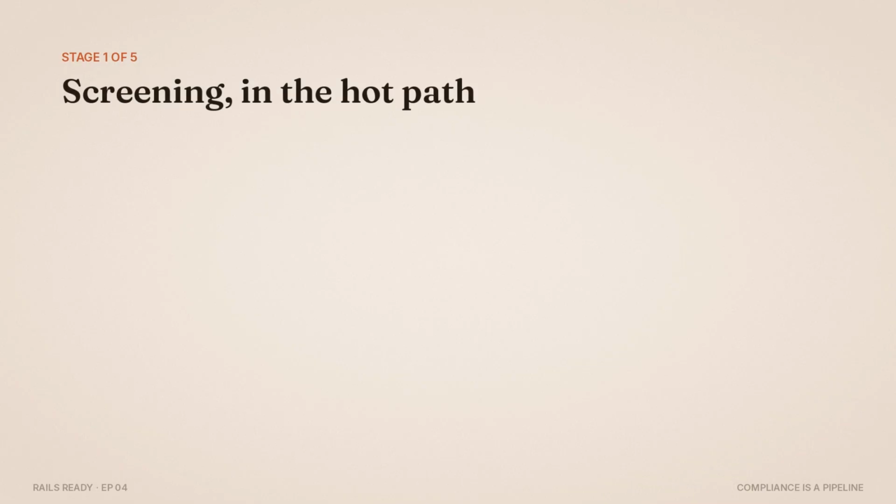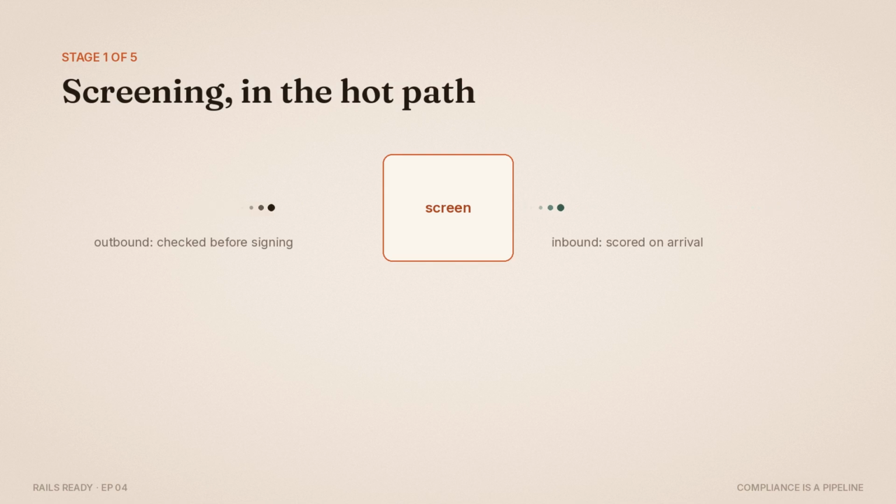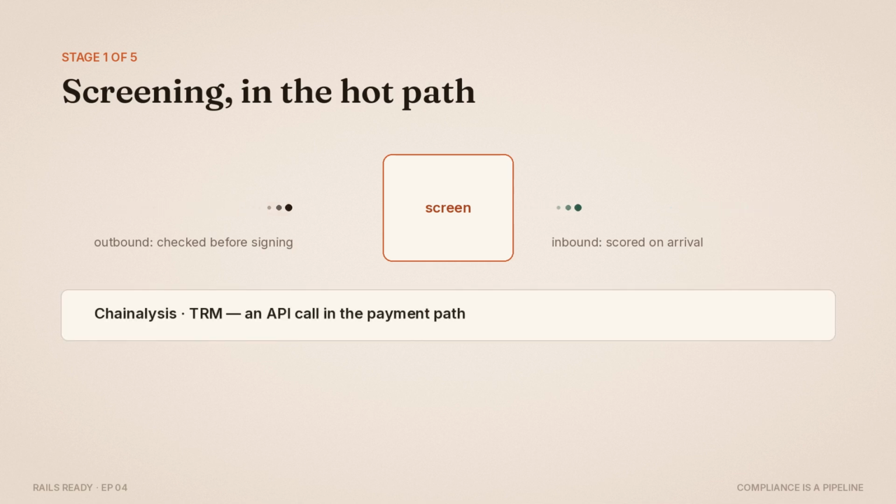Stage 1, screening, inline and both directions. Every outbound address is checked before signing. Every inbound payment is scored on arrival. Chainalysis and TRM run this as an API call in the payment path. Milliseconds, not minutes, scoring wallets against sanctions lists, stolen fund flows, and mixer exposure.